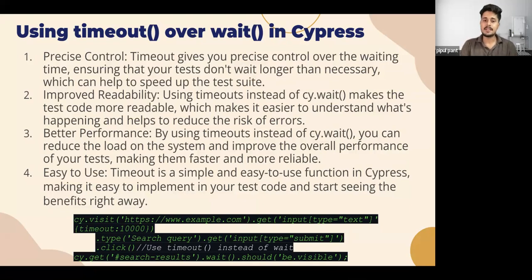In the example, you can see I'm visiting a website, and after visiting it, I'm checking for the input type text, and I'll wait for 10 seconds. Within the 10-second timeout, if I get the element before 10 seconds, it will execute the code. If not, it will wait until 10 seconds, and if it still doesn't find it after 10 seconds, it will fail. So the basic advantage of using timeout over wait is that the timeout waits for the selectors and actions to complete, rather than halting the entire execution.